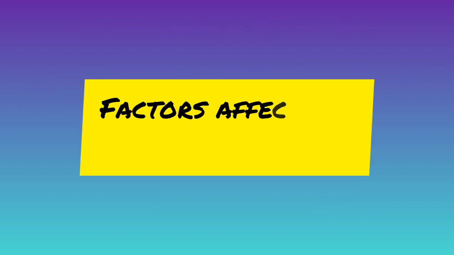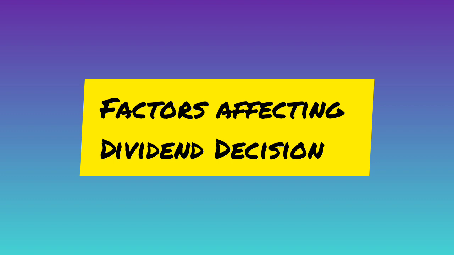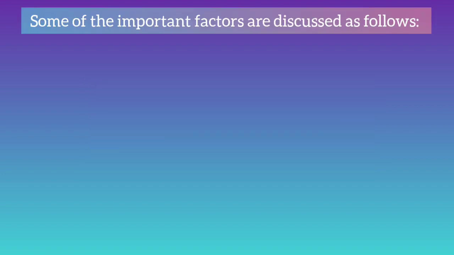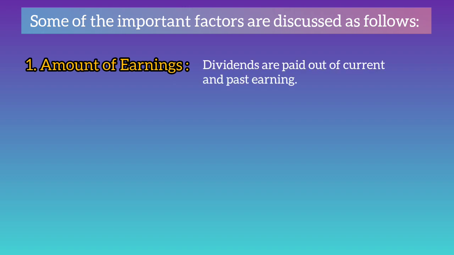Now coming to the factors which affect dividend decision. Some of the important factors are discussed as follows. First is amount of earnings. Dividends are paid out of current and past earnings. Therefore, earnings have a major influence on the decision about dividend.